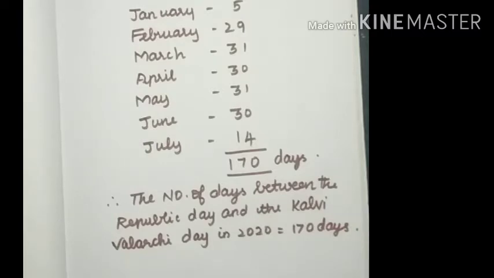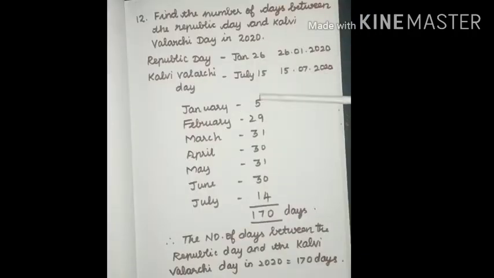Students, is it clear now why we have taken in the month of January as 5 days and in the month of July as 14 days? In the month of January we have to find after 26. After 26, how many days? 5 days. That is 27, 28, 29, 30, 31. So totally in the month of January we have to calculate 5 days only.